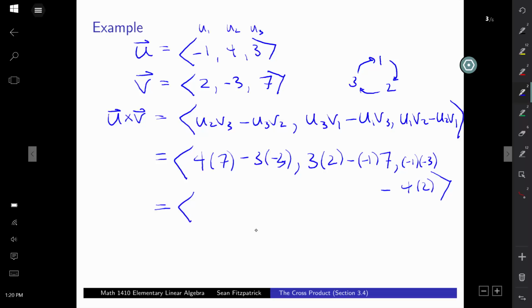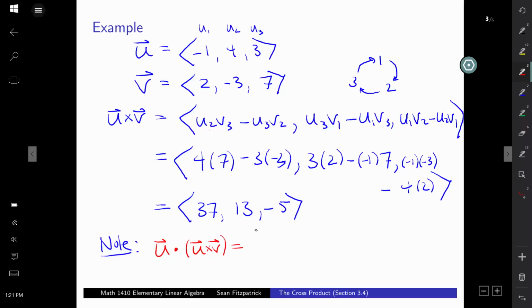So 4 times 7, 28, plus 9 gives me 37. 6 plus 7 gives me 13. And then this is 3 minus 8, negative 5. That gives me the cross product, (37, 13, -5). One thing you might notice is if I were to do, let's say, u dotted with u cross v.